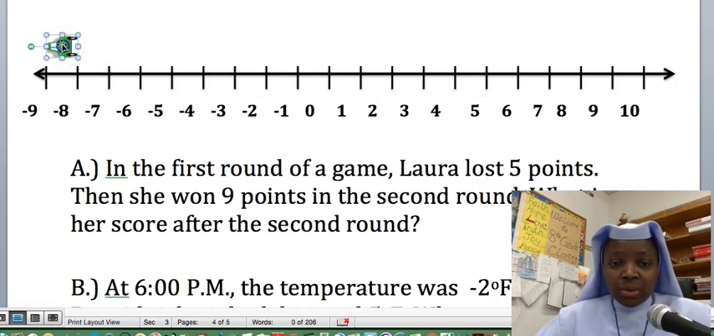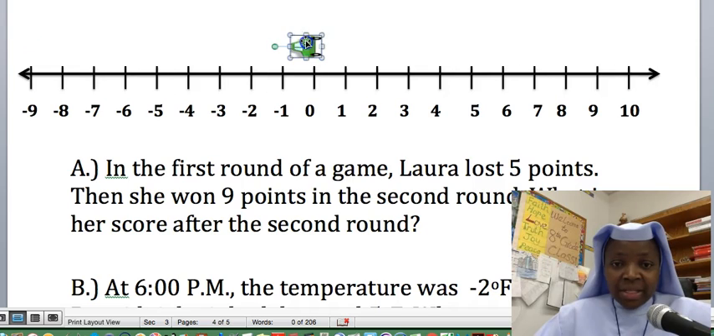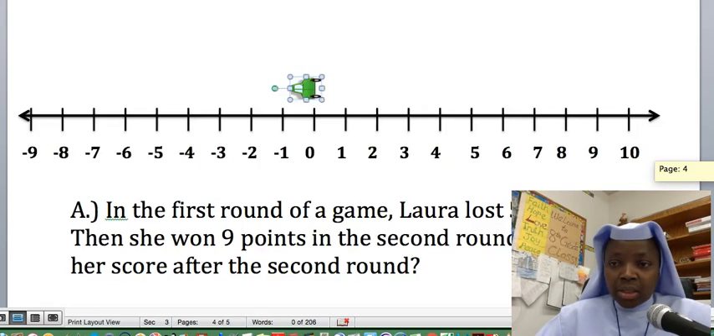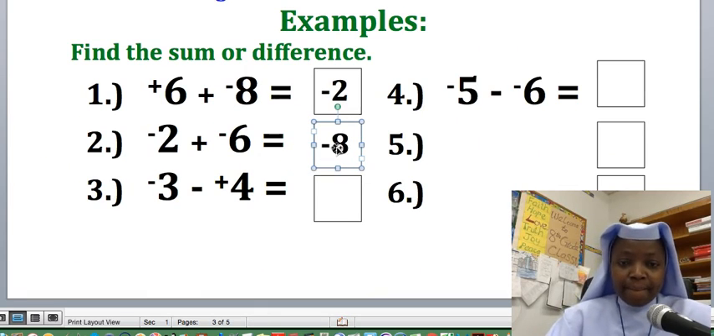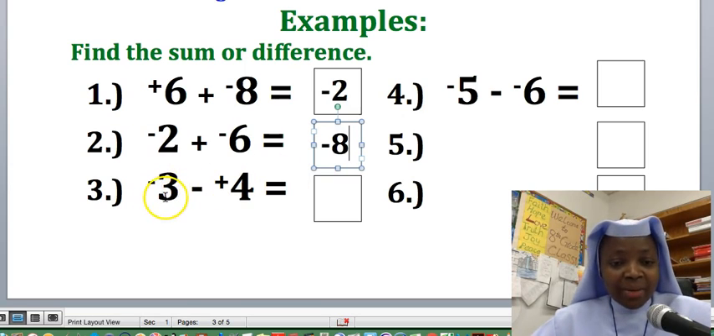So -2 plus -6 is -8. Okay. How about this one? Here, you're going to subtract. Remember, it's -3. We start from 0. We take 3 steps backward. Subtraction means reverse. So we're going to turn the car. After we turn the car, we're going to take 4 steps forward.